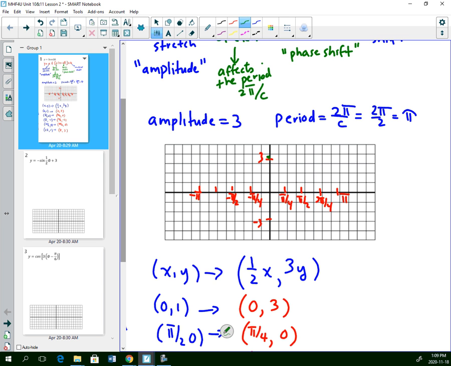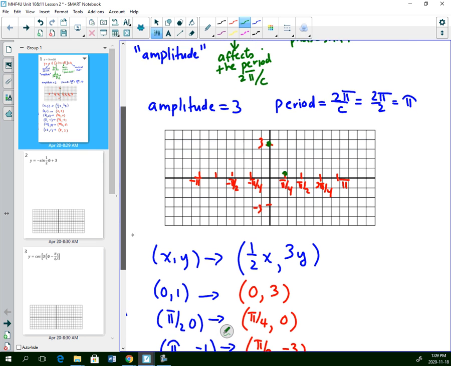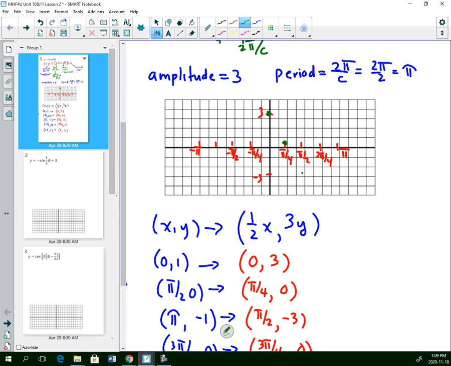So starting with the first point, pi over 4, it goes down to 0. Pi over 2, it goes down to -3. And so there's 1 cycle. Put an arrow so it's continuous. And then I will continue that to the left. So there is 2 cycles of my graph.